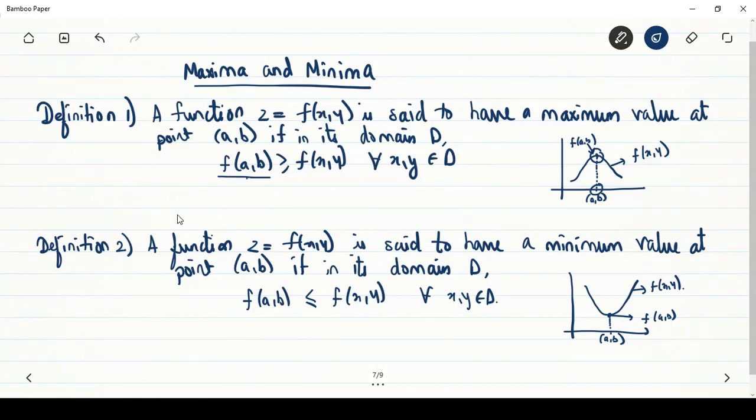Similarly, we define the minimum value of the function. So a function z is equal to f of xy is said to have a minimum value at this point AB if in its domain the functional value f of AB is less than or equal to f of xy for all xy belonging to this D. Means at AB the value of the function is minimum, then we say that at point AB f of AB is least. Now we will give the steps to find the maxima and minima of the function.